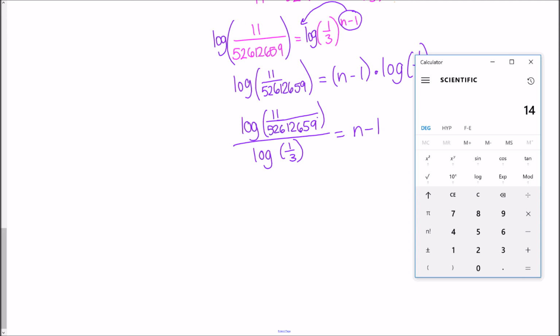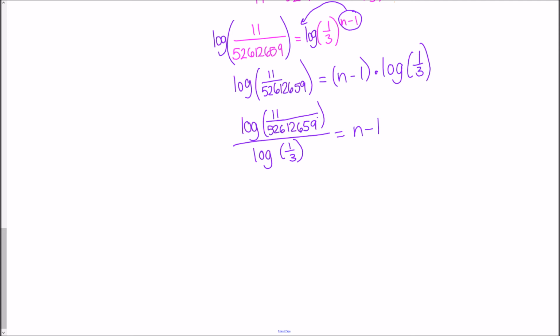Press enter. I know that this is going to be 14. So here I get 14 equals n minus 1. Therefore, n equals 15. Okay, so therefore, this sequence has 15 terms.